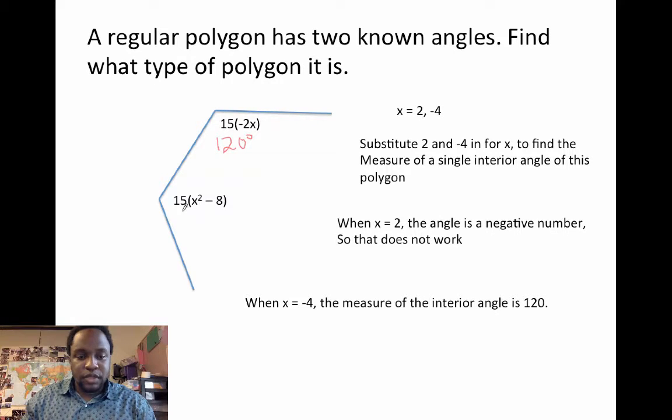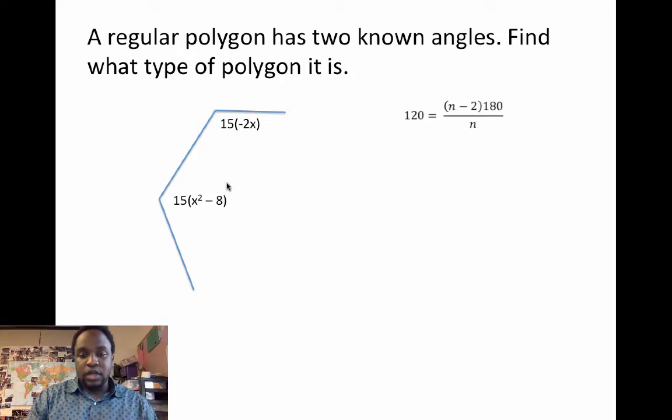So 120, 120. So now we know that. How do we find what type of polygon this is? We know that how we find the measure of a single interior angle of a regular polygon is that we take the sum of the polygon's angles and divide it by the number of sides or the number of angles. So we'll do n minus 2 times 180 divided by n. And that's going to equal 120 because we know that each interior angle is 120 degrees.